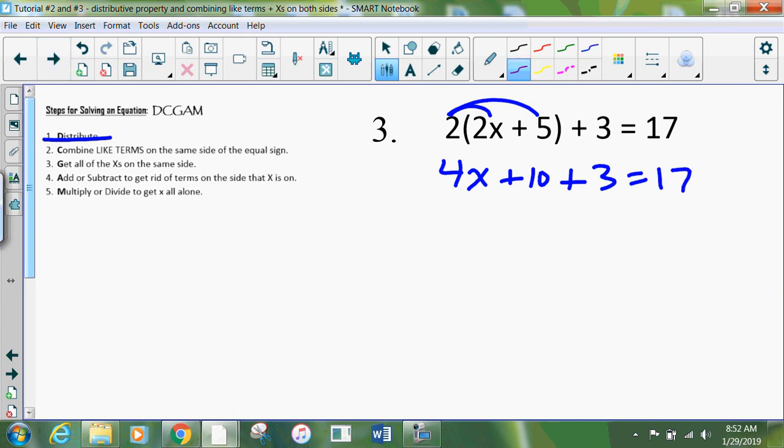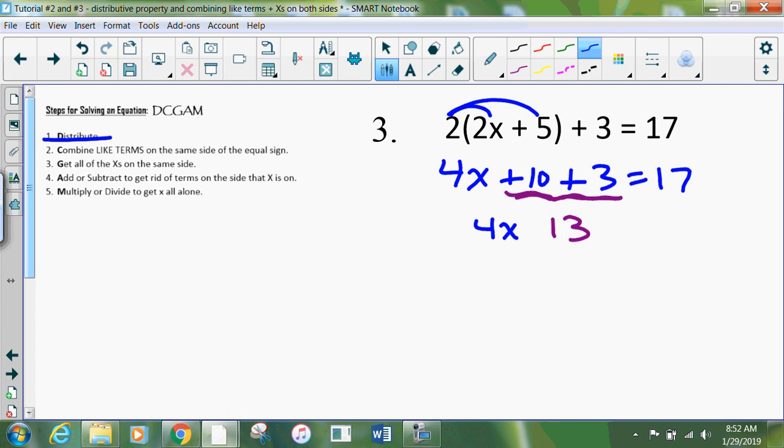And let's see, what are our like terms? Do I have another term that has x in it? Nope. So I can't do anything with the 4x, but look at this. 10 plus 3. I know that 10 plus 3 is 13. I can combine those two. I'm going to bring down everything else. I'll bring down the 4x.